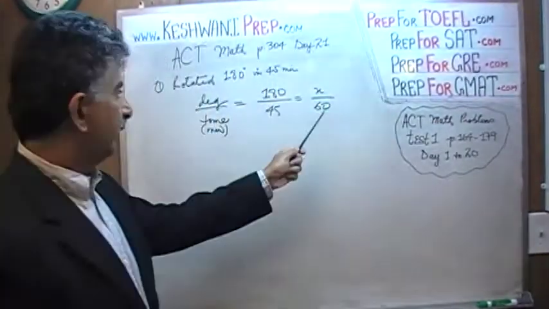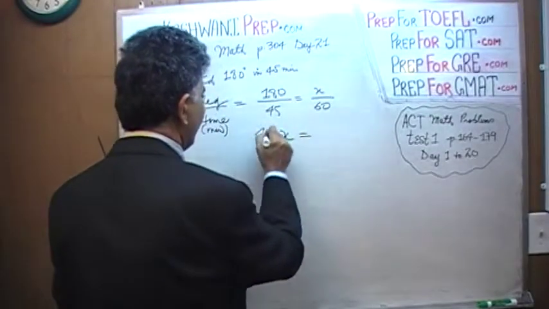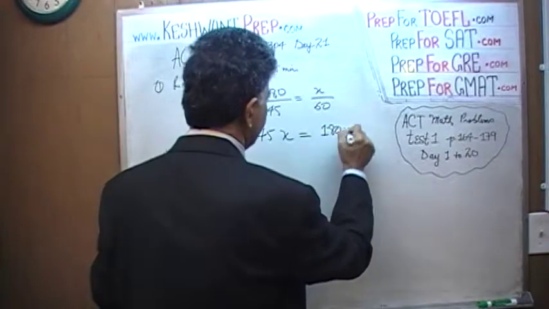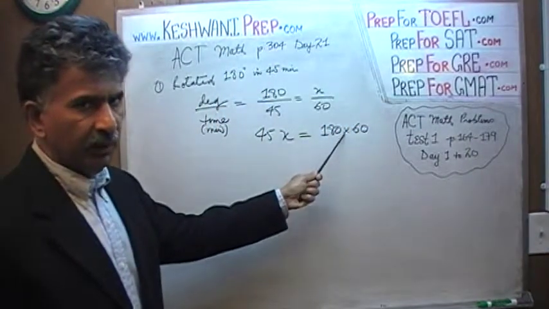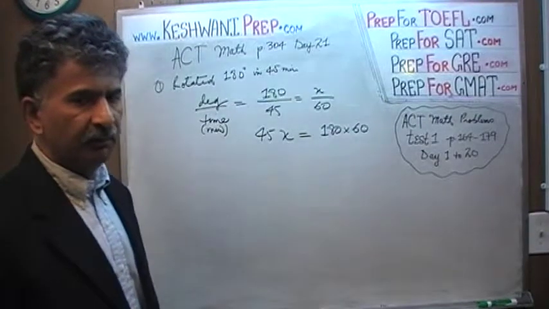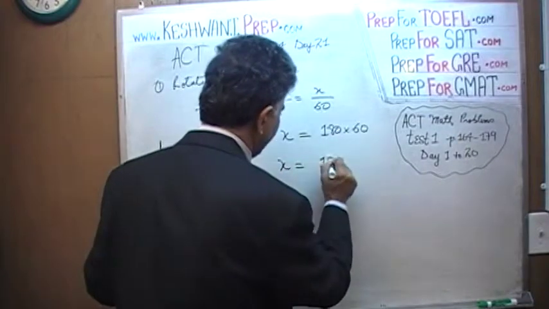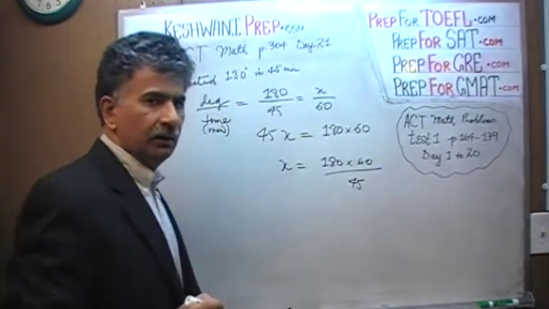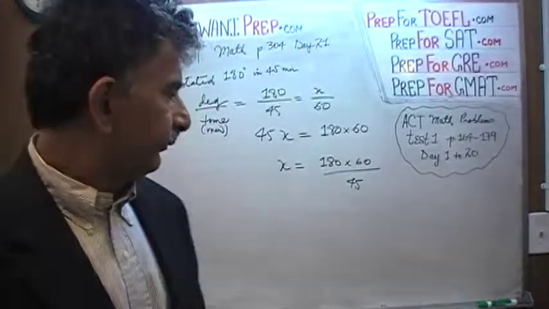Okay, cross multiply and separate the x. If you cross multiply, 45 times x is 180 times 60. And don't waste your time trying to figure this out. Never start computing things in the middle of the process. Wait until the very end. And therefore x equals 180 times 60 over 45, and you will see that once you simplify things, the things are not as nasty as they look in the beginning.